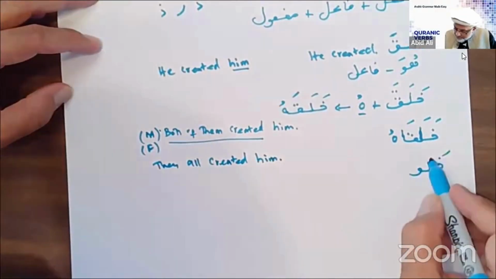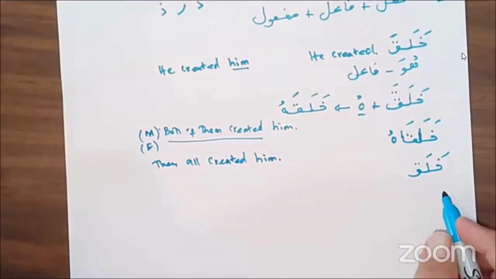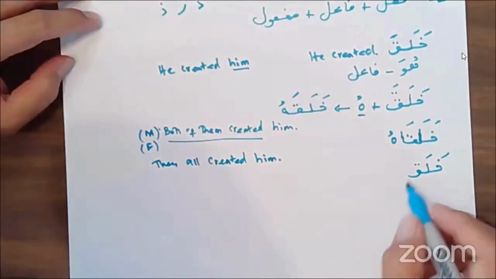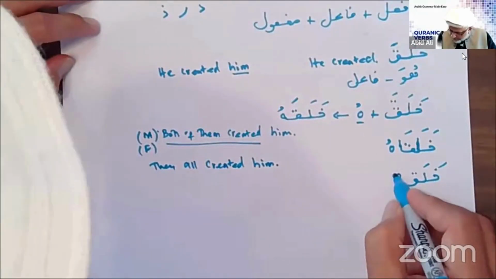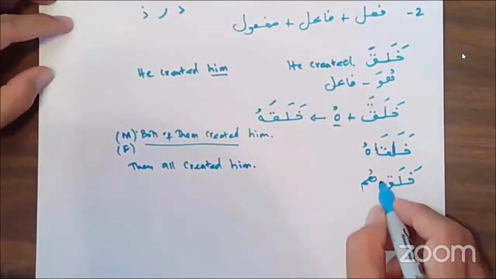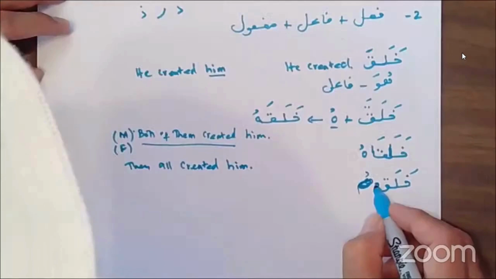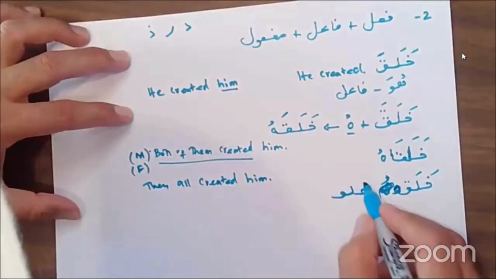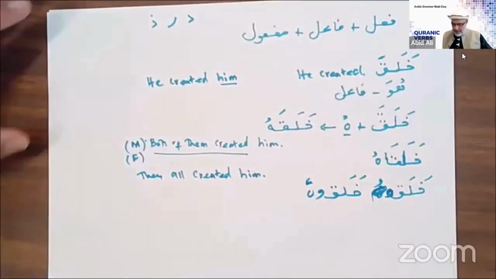Khalaqu, right? Khalaqu. Khalaqu hum. Am I writing it right or am I making a mistake here? The waw is after the kaf, sorry. Khalaqahu, khalaqahum, both of them. Okay, I think I'm having difficulty writing.